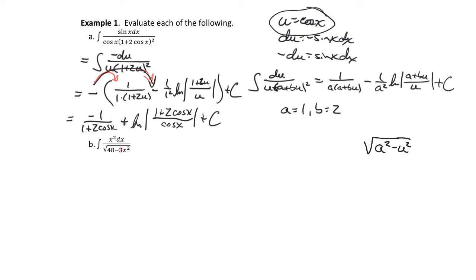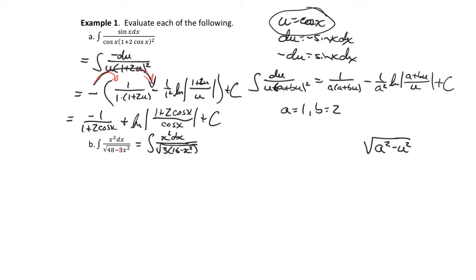So we have to think about how we deal with it. There are actually 2 ways we can deal with it. We could make a substitution for x that would acknowledge the 3's presence, or I noticed that 48 is a factor of 3, so what I'm going to do first actually is I'm going to go ahead and factor the 3 out of there. So I've got x squared dx times this over the square root of 3 times 16 minus x squared.